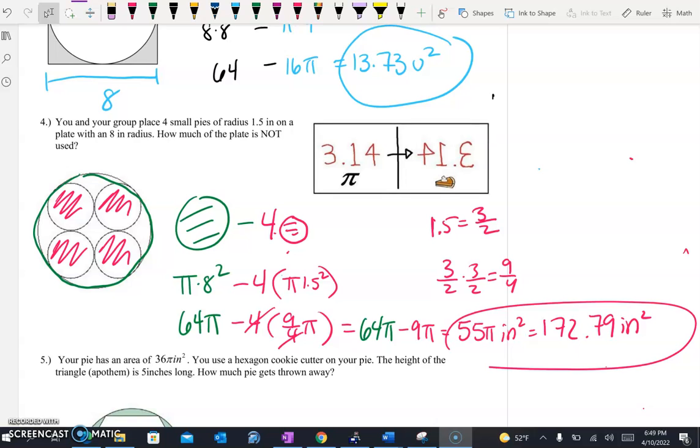Big circle, take away 4 of the little. You can work it out with fractions and get an exact answer of 55 pi. That's using some fraction manipulation off here on the side, which applies to here. Or you've got a decimal approximation as well.